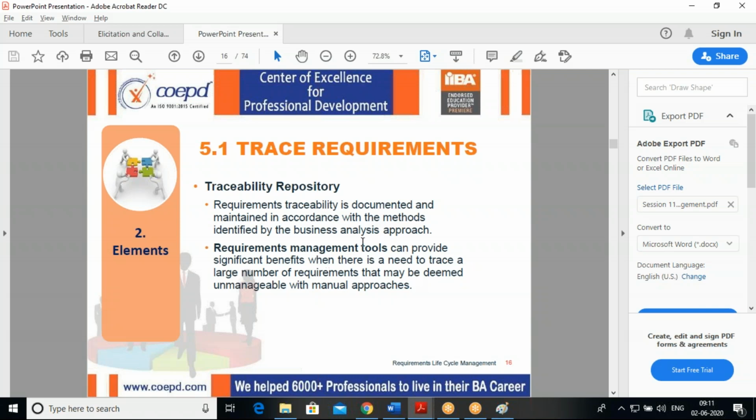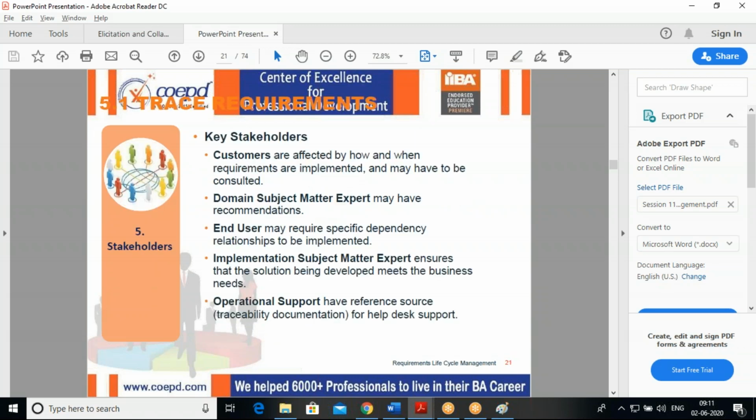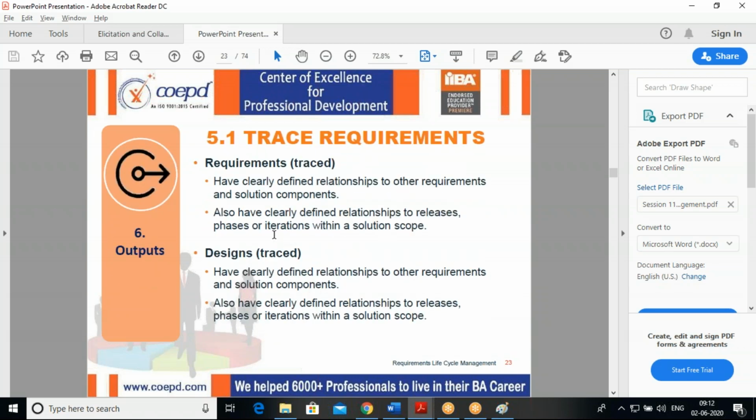You got me? So what we are going to use and what we are going to trace out, that is what we have to understand for the repository. Got it? Then the rest of the things you leave, and just look into the outputs. So requirements, how they are traced, and designs, how they are traced. If you see, we have a clear relationship with other requirements and solutions. This will be the output of it. Got it? Clear on that?